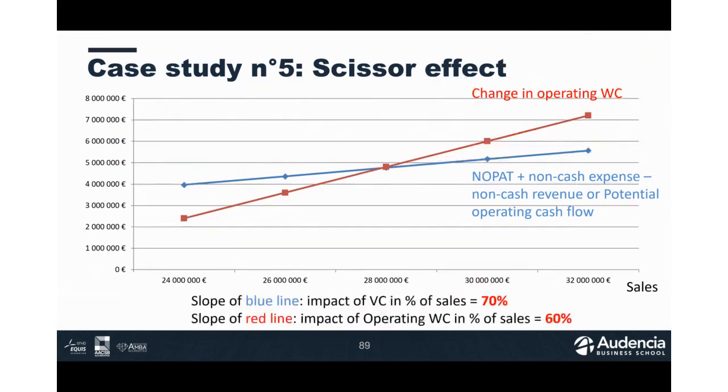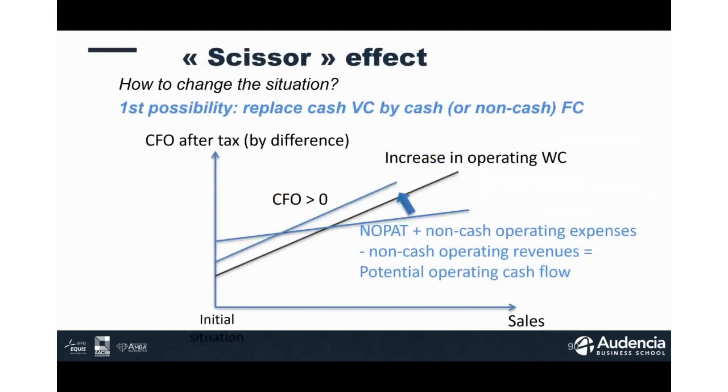So what is important is to modify the blue line and the red line, the slope of each one. The blue line is in function of the variable cost in percentage of the sales. The red line is in function of the operating working capital in percentage of the sales. So we can try to replace some variable cost by some fixed cost if we don't have learning effect. Because on this one we have learning effect, on this one we have economies of scale. It depends in which kind of industry you are.